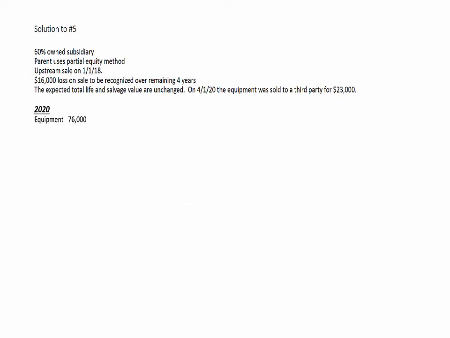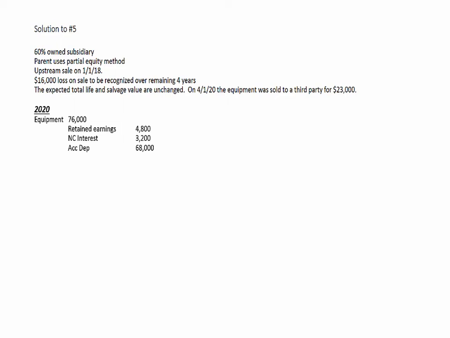Finally, we move forward to 2020. Again, we're going to first start by reinstating, or picking up where we left off at the end of 2019. We carry forward that $76,000 debit to the equipment account. We're now carrying forward $68,000 in credits to accumulated depreciation. The missing $8,000 is the remaining unrealized loss on sale of this asset. And again, that $8,000 is going to be split 60-40 between the parent and the non-controlling interest.